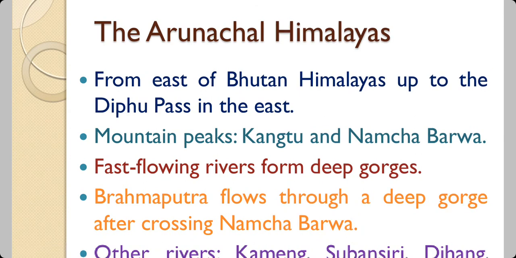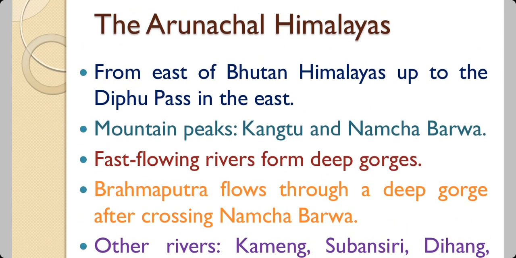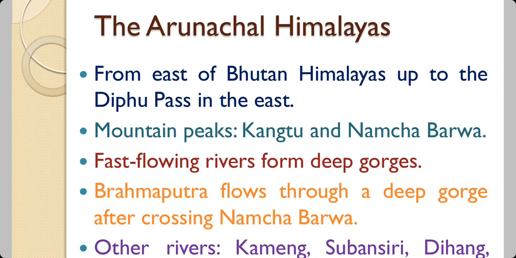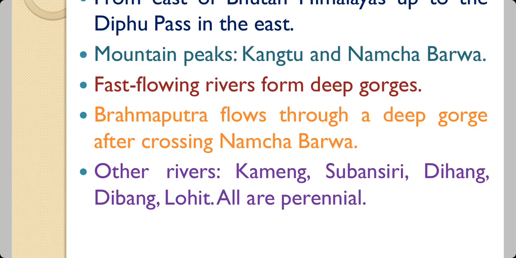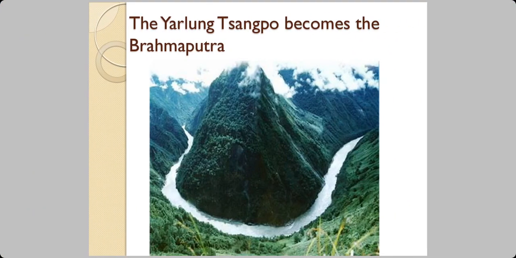Now, Namche Barwa, you have read about this in standard 9 also, and in this chapter also we will come across it. So just keep that name in mind. Now, the rivers here are fast flowing, and so they form deep gorges. And the Brahmaputra river flows through a deep gorge after crossing Namche Barwa. Now, other rivers in this region are Kameng, Subansiri, Dihang, Dibang, and Lohit. All are perennial rivers.